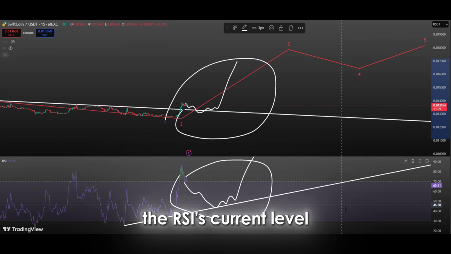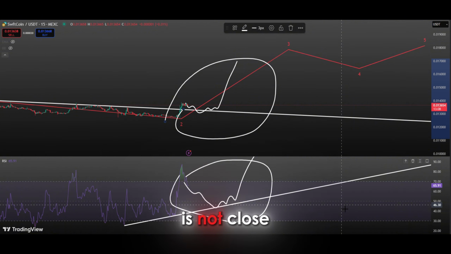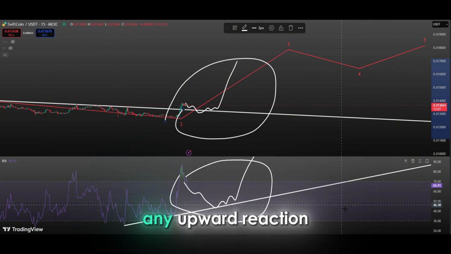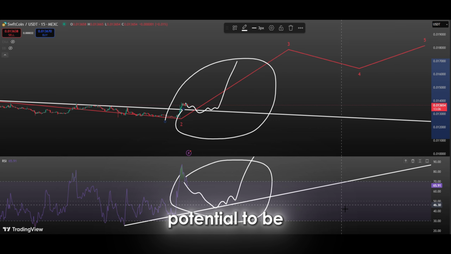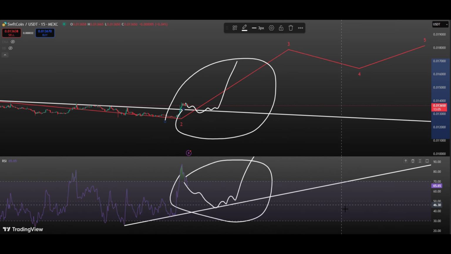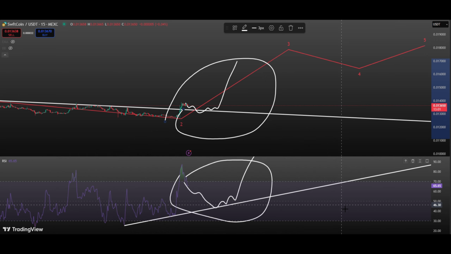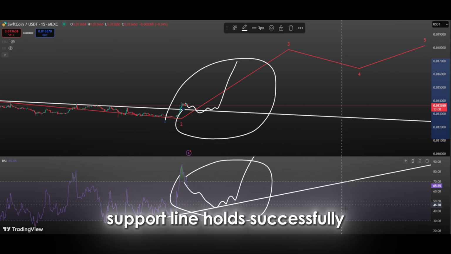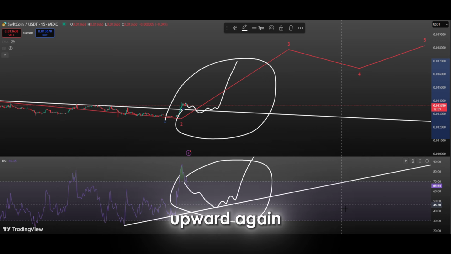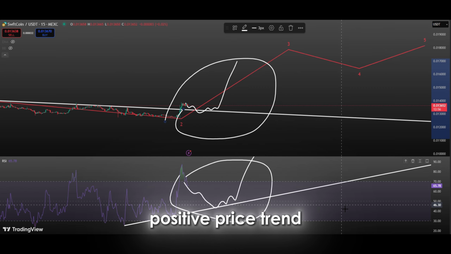Especially considering that the RSI's current level is not close to the oversold zone, any upward reaction from here has a higher potential to be strong and lasting. Another important point to remember is that ascending trend lines on the RSI indicator like this often appear as part of longer-term bullish trends. So, if this support line holds successfully and the RSI starts to curve upward again, it could trigger not only a short-term rise, but also the beginning of a more medium-term positive price trend.